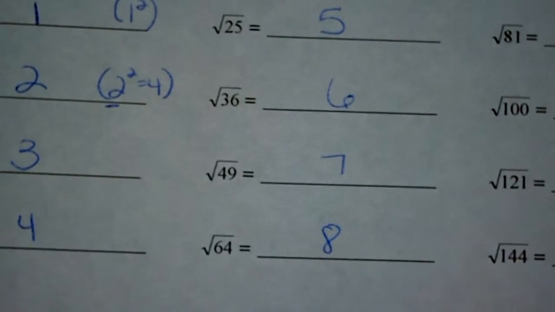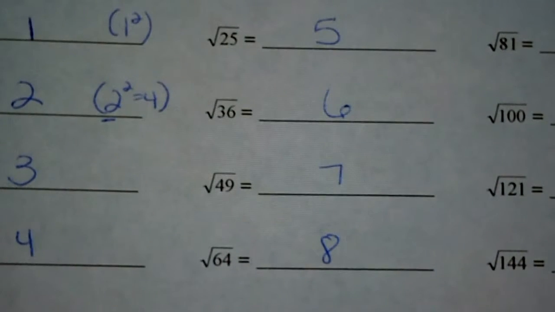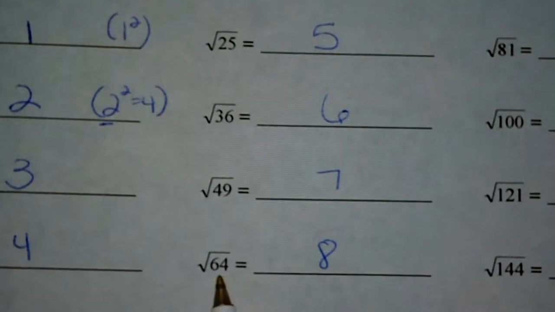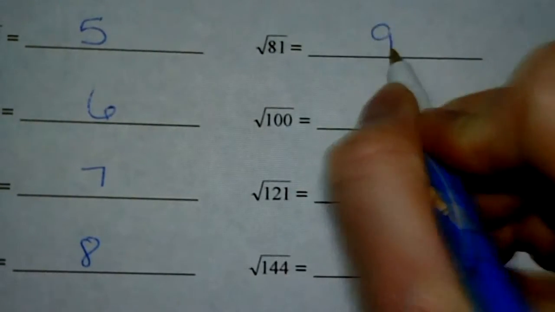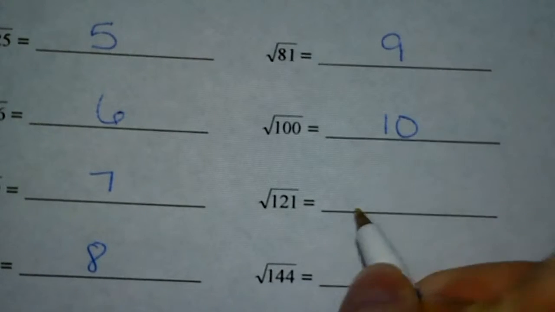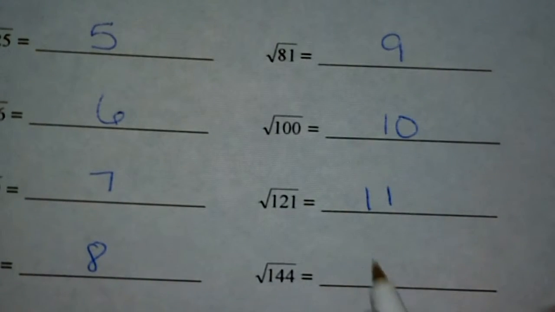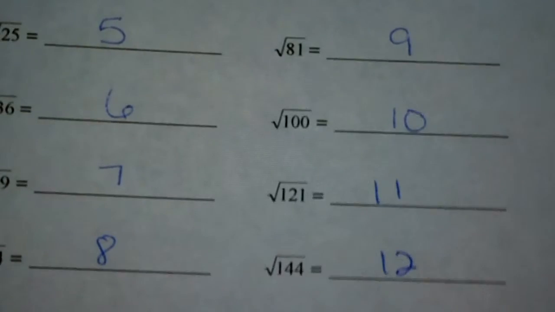64 is 8. So again, in order to get those digits, all I'm asking myself is what number can I multiply by itself to get the number inside? Alright, 9 times 9 is 81. 10 times 10 is 100, 11 times 11 is 121, and 12 times 12 is 144.